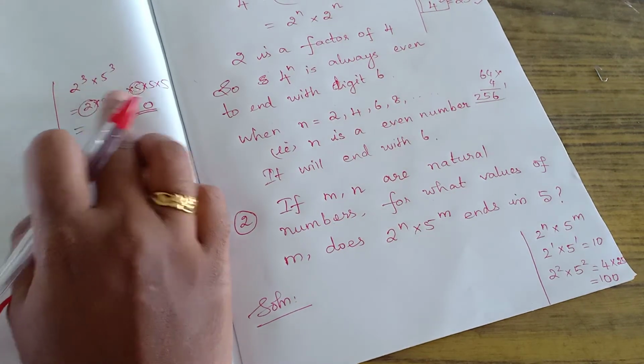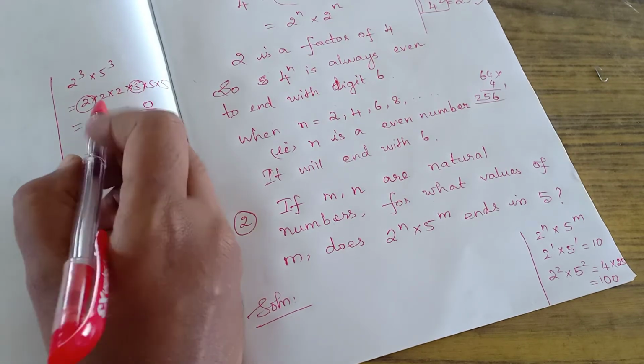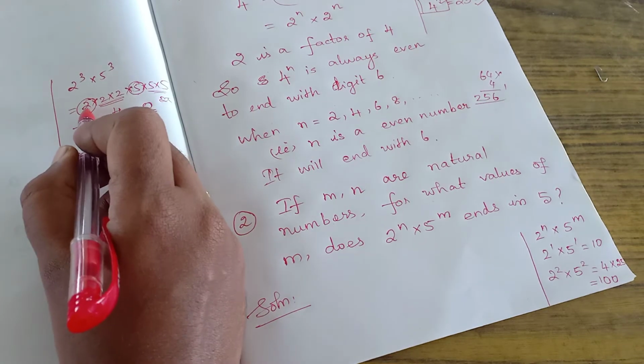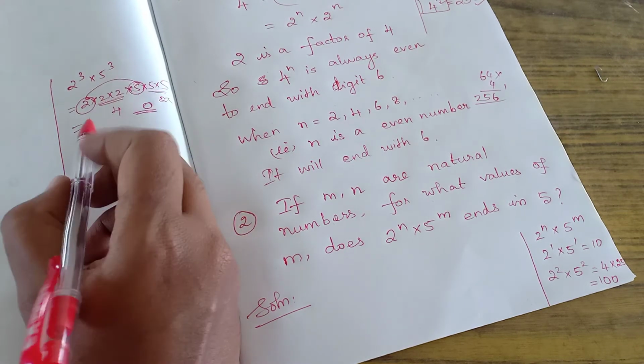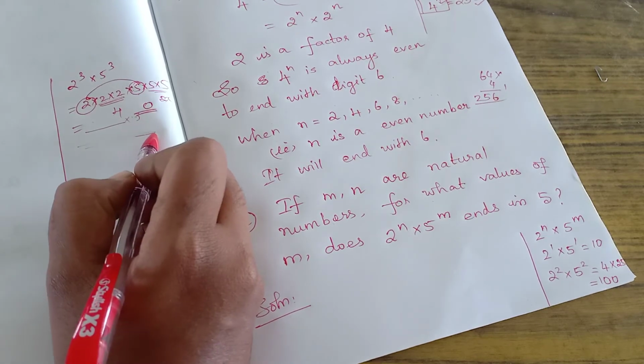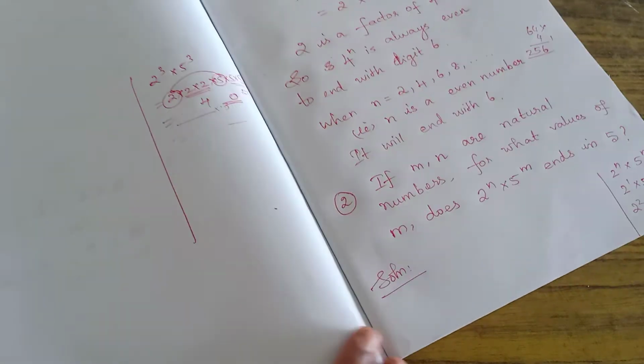Here also 2 cube into 5 cube means 2 into 2 into 2 into 5 into 5 into 5. For 2 2s are 4, 5 5s are 25, and see this, 5 2s are 10. So whatever number it may be, it is multiplied by 10, so the last digit is 0 only. So it will never end with 5. Okay, let's see the concept. The answer I am writing here. Solution.